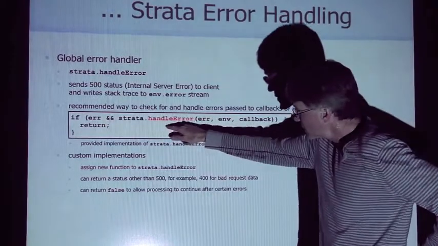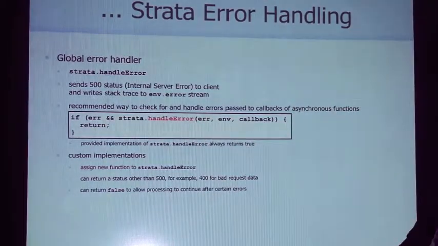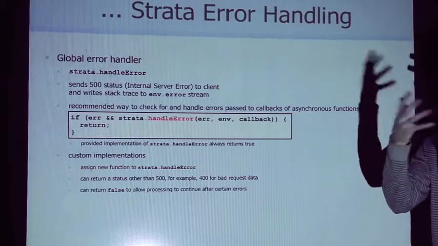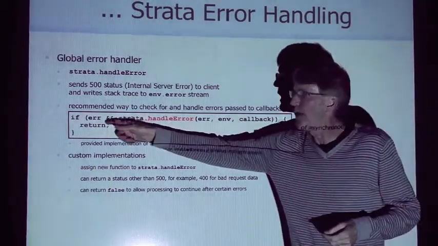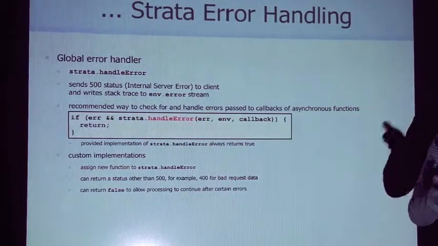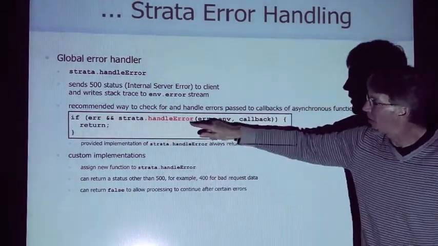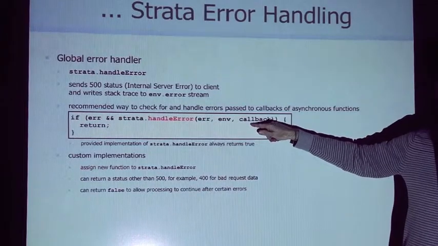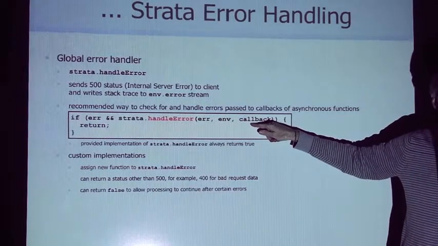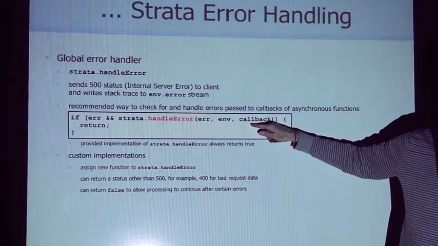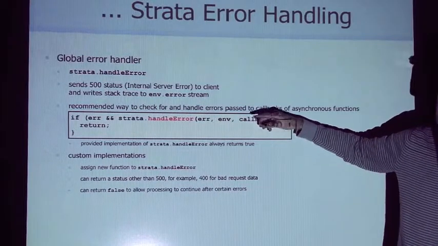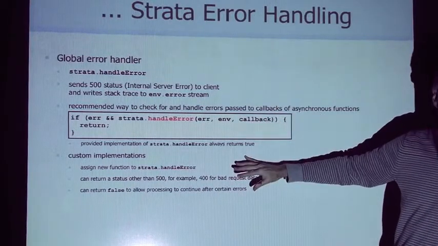It's just this function strata.handleError, and what they recommend is that if you're in your code and you have this variable error that you may have set to something or maybe you didn't, you test to see if there was an error, and then you call this function, and this can return true or false. If it returns true, it means you want to stop processing now, and if you return false, it means it's going to report the error, but you're going to keep going.